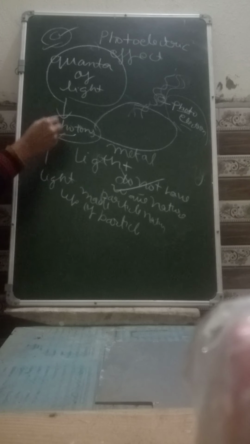Now, what are the properties of these photons? One of the most important properties is that they move with the speed of light, which we denote by c. And these particles are not easily deflected by electric or magnetic fields.